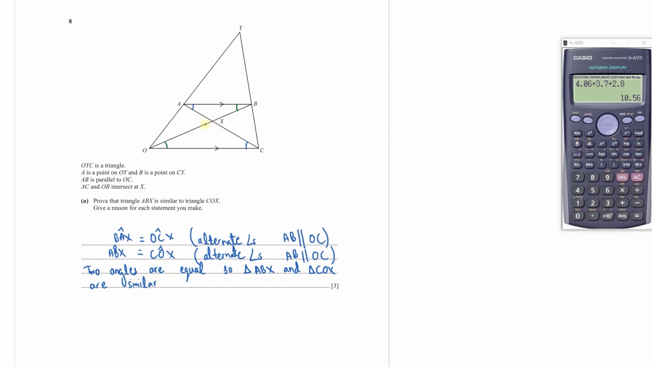If you don't want to show one of these angles as being equal, you can also show that this is equal to this because they are vertically opposite angles. So you can show any two angles out of the three to prove that the two triangles are similar.